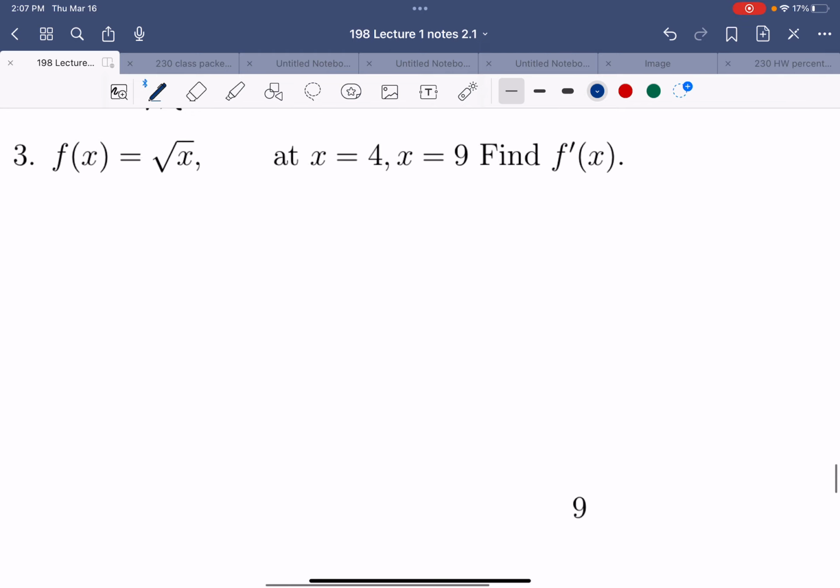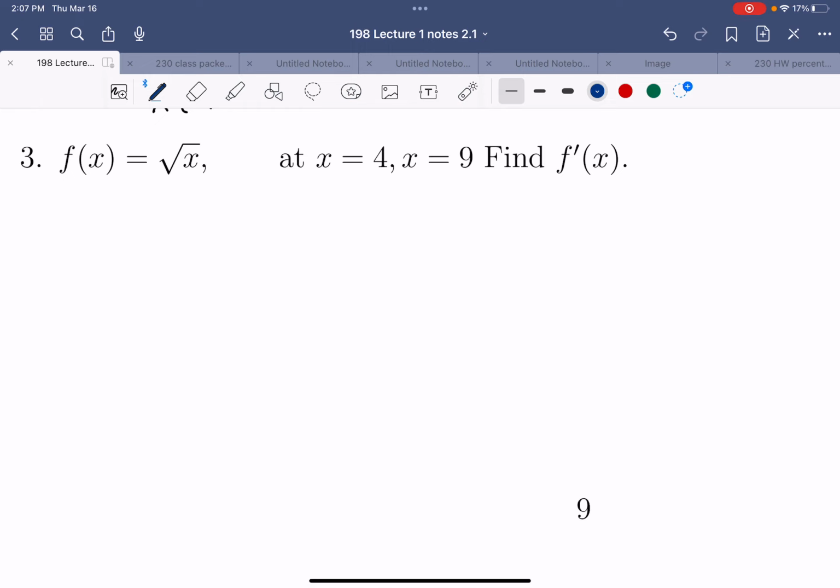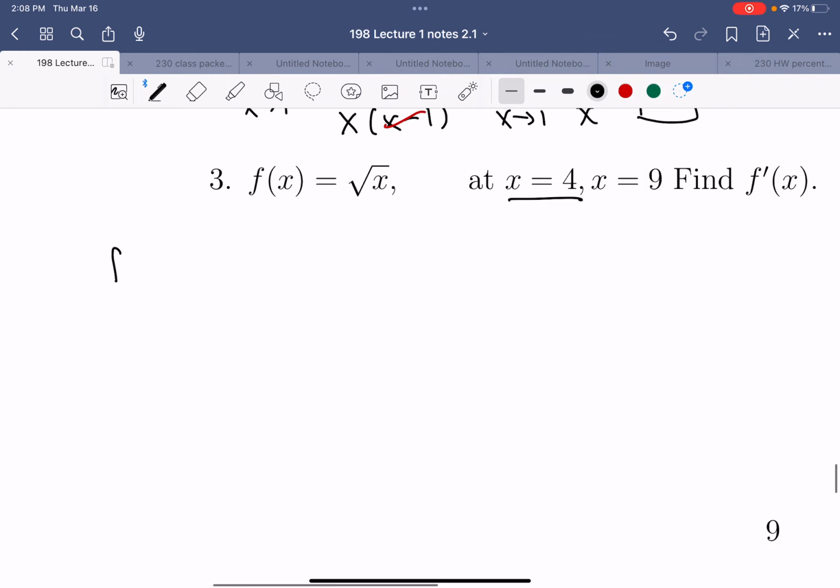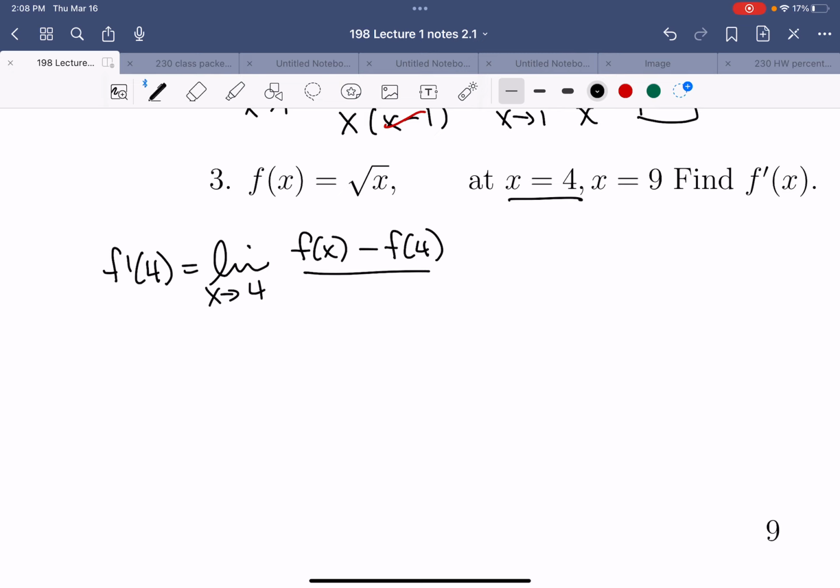Number 3, this is your square root. So we know we're headed to conjugates here. So again, two separate limits. Let's start with the first one with the x equals 4. So that's f prime of 4 is equal to the limit as x goes to 4 of f of x minus f of 4 all over x minus 4.